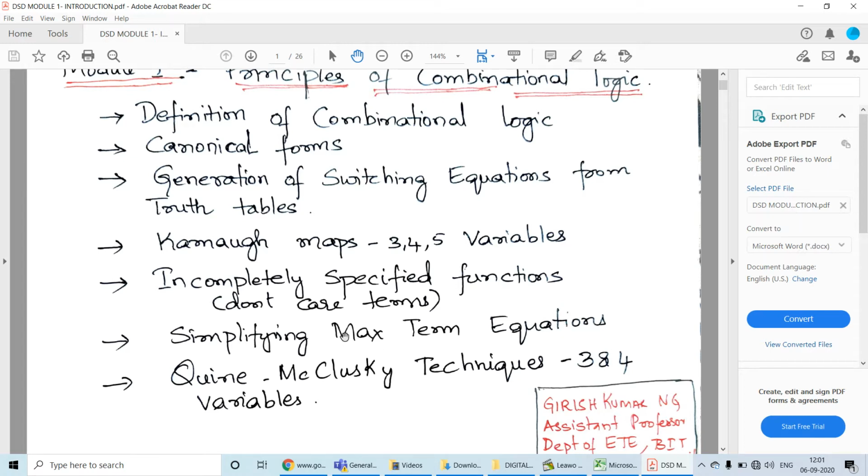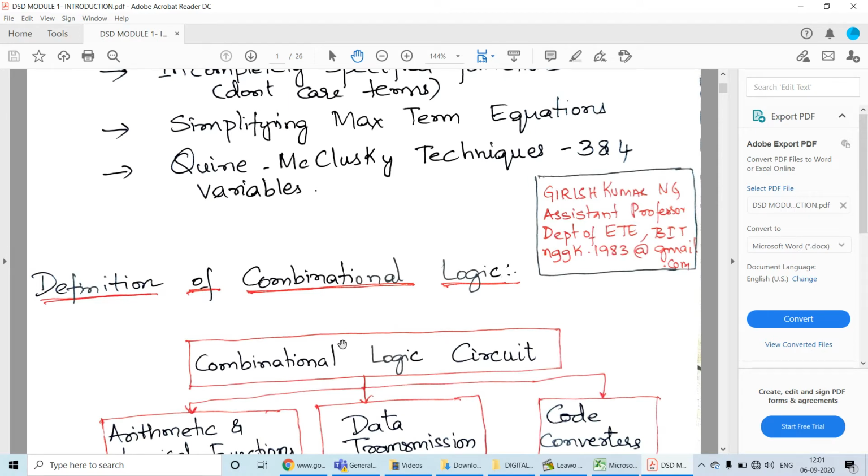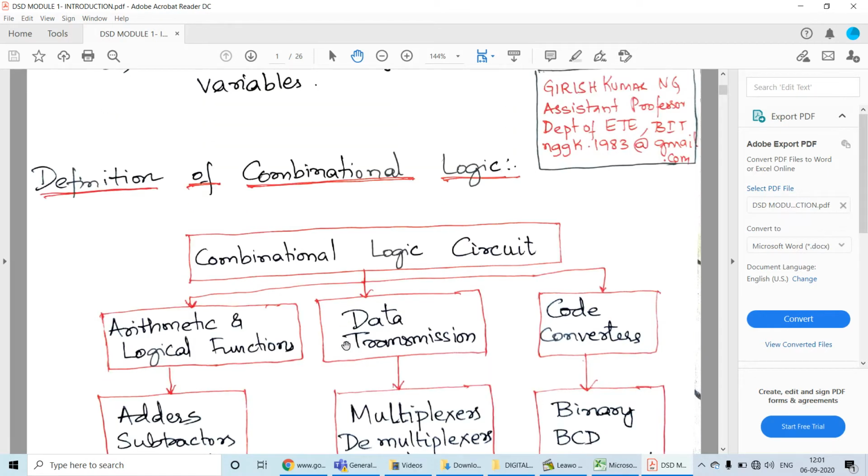Okay. All right. So let us go with the definition of combinational logic quickly. Instead of writing an English statement for the combinational logic definition, we'll see how it is defined. Normally a combinational logic circuit is divided into three different blocks. One is arithmetic and logic functions. The second one is data transmission, and the third is code converters.